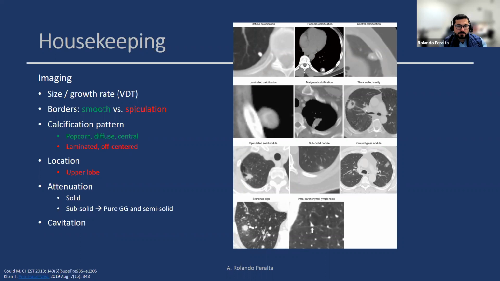When we're talking about attenuation, we may say solid or subsolid. Those are divided into pure ground glass and semi-solid. And cavitation also matters, right? So those are just things that radiologically we have to keep an eye on. We're all familiar with those.